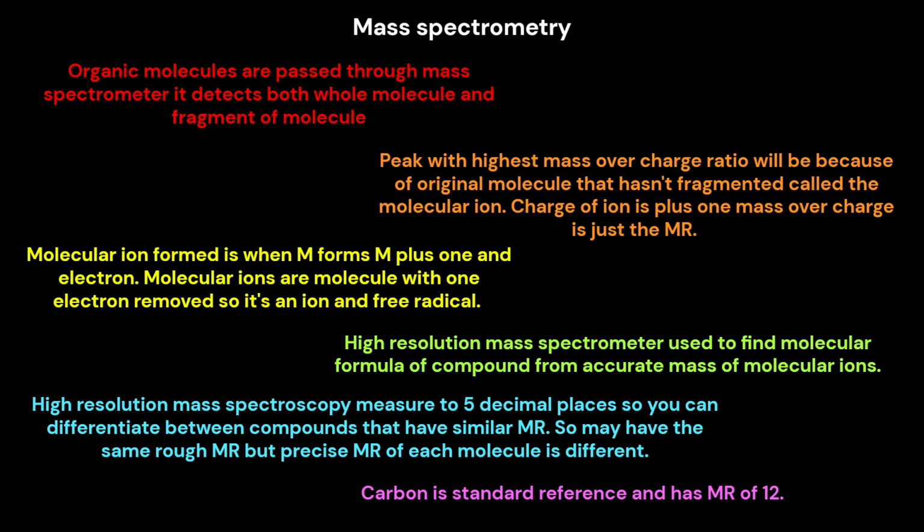The molecular ion is formed when M forms M+ plus an electron. Molecular ions are molecules with one electron removed, so it's an ion and a free radical.